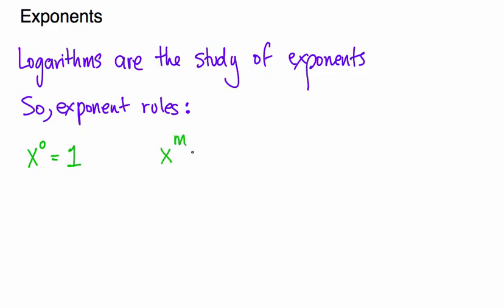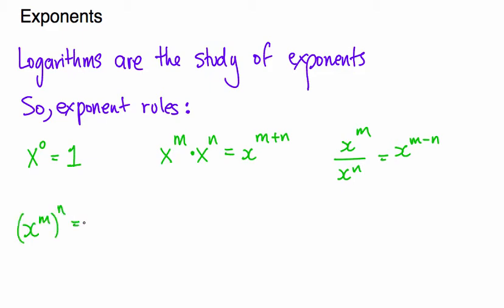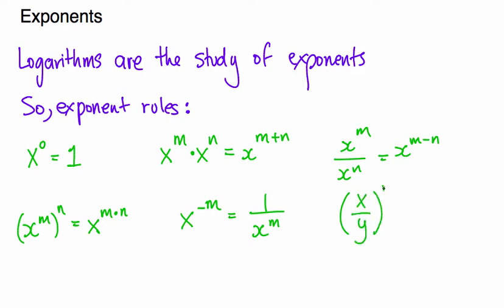x raised to the m times x raised to the n is add the exponents. If you do division with the same base, subtract exponents. If you have an exponent raised to another exponent, multiply those two things together. If you have x to the negative m, that's the same as 1 over x to the m. If you have a fraction to an exponent, you can apply that exponent to both the numerator and the denominator.